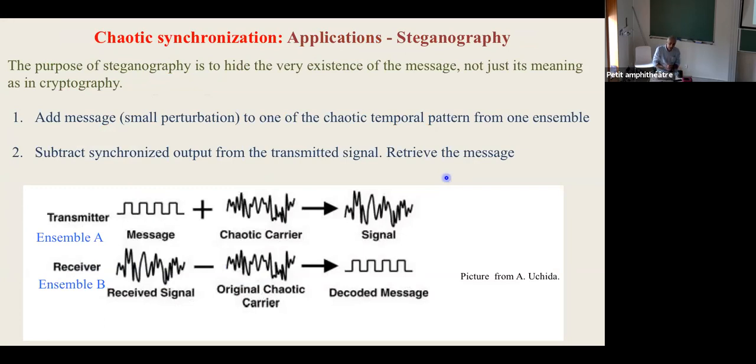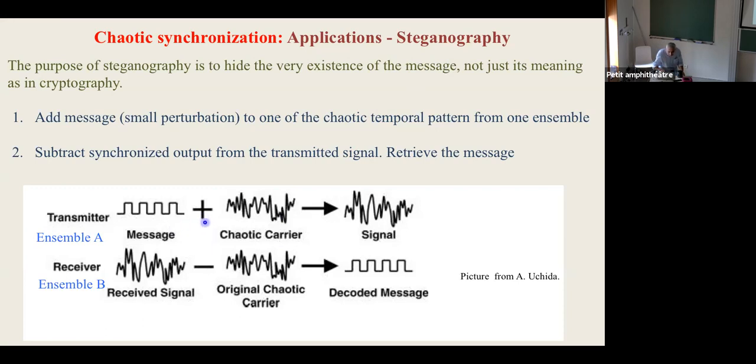Finally, let me mention one application. There are different applications for synchronized chaos, but the one I found most interesting is steganography. The purpose of steganography is to hide the very fact that you transmitted any message. So not just to encode the message, but to completely hide its existence.